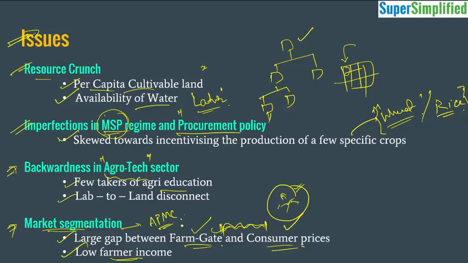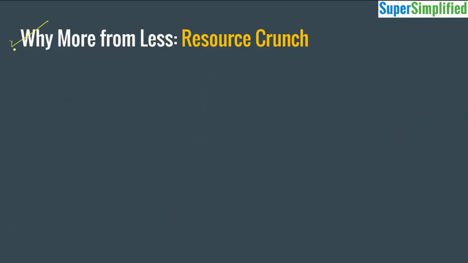So this is a vicious cycle. Now let's see some of these problems with some facts and figures. So why more from less? Because there is a resource crunch, so we have to focus on more from less. And how do we know there is a resource crunch?